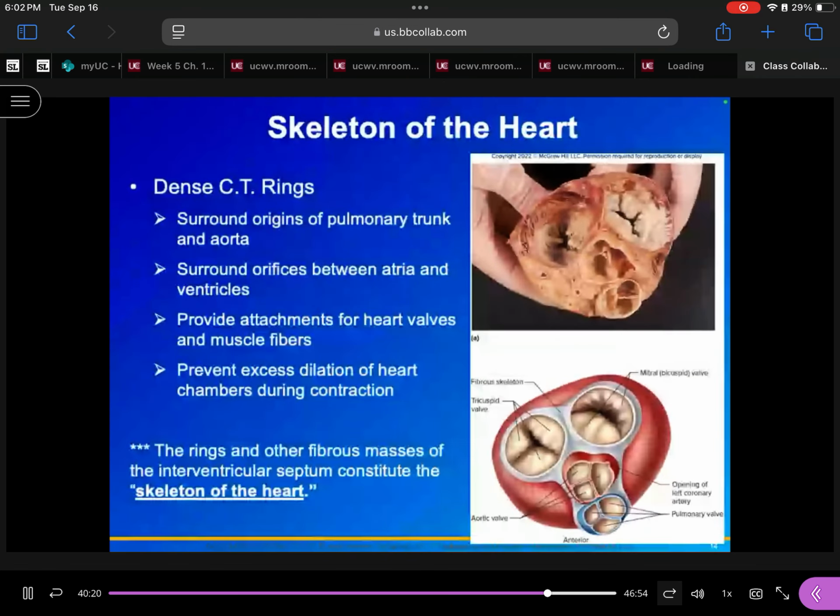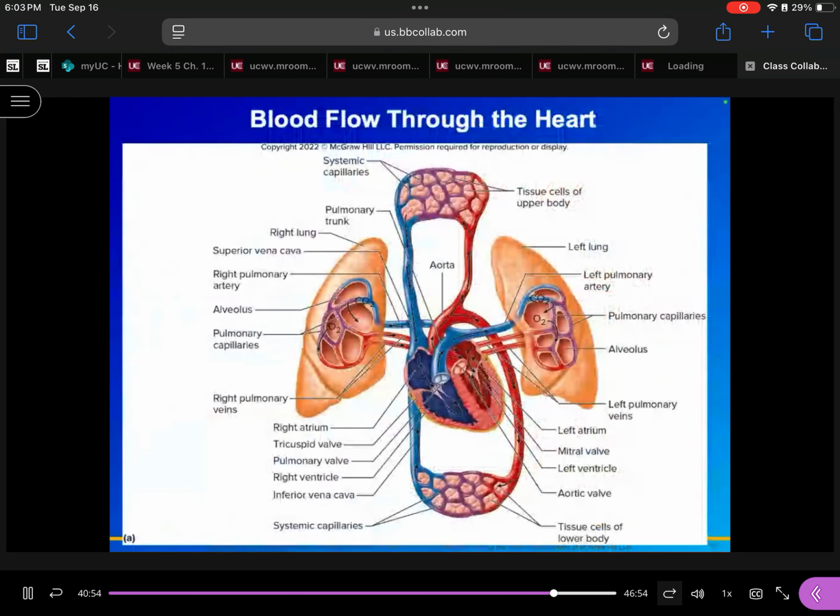Another important piece to that is it prevents excess dilation, or dilatation. So we don't want the heart expanding too much. So it's going to help keep that in place, so everything else below it and above it can function properly. So the rings and also all the other fibrous masses, including the interventricular septum, are part of the structure or the skeleton of the heart. It's kind of its backbone, so to speak. Not super important in my opinion, but good to know.